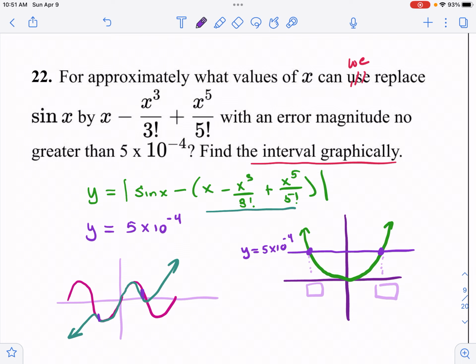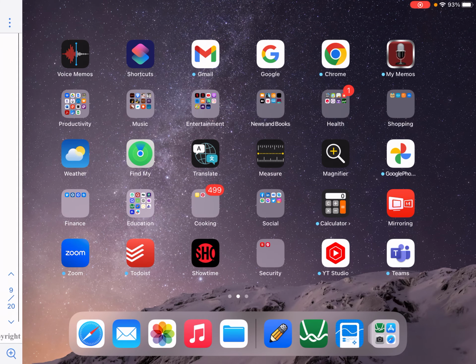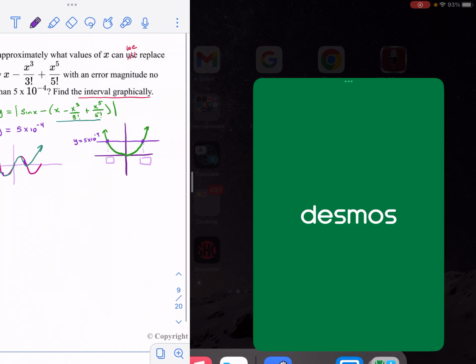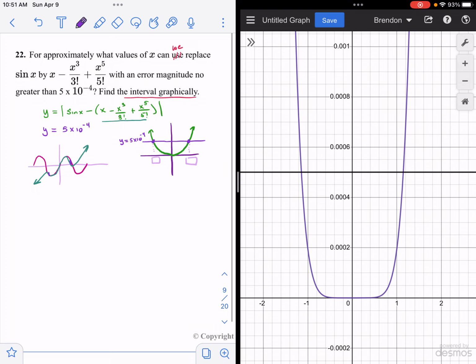So I'm just going to use Desmos here. I already got it set up, I believe. Okay, so again, here's what I graphed, whether you do this in your calculator or you're using Desmos. I've got my function, my polynomial, and then the error, which is in the third input, and then I've got 5 times 10 to the negative 4. I adjusted my window to make sure that it showed up right in the middle. So I've got my errors, and as long as I'm in between those two x values, my error is not going to be more than 5 times 10 to the negative 4.